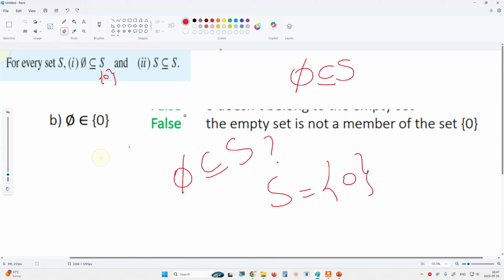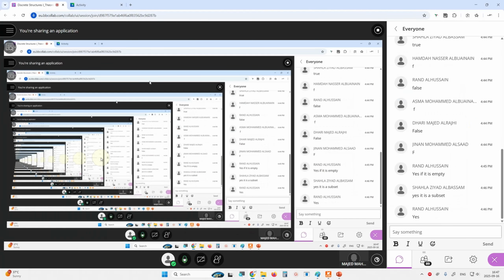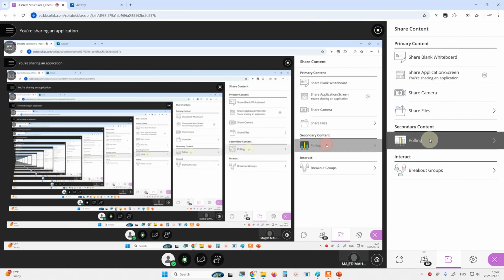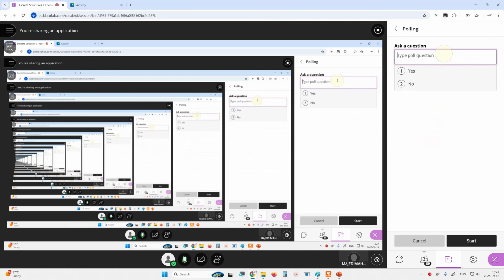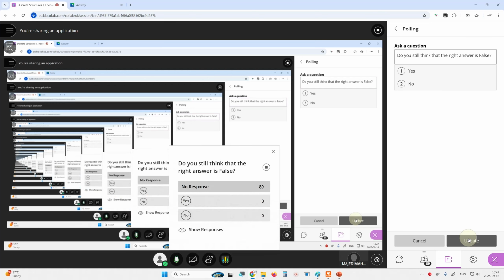So why did we say this is false? Do you still think that this is false? Let me test you like this, maybe make it a little bit more interactive. Let me get some stats. Do you still think that the right answer is false? All right, so give me your feedback. Let's see what's going on.